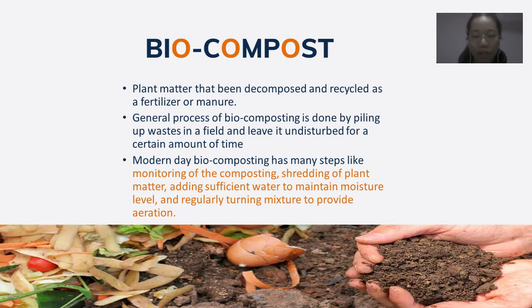First of all, we know that biocompost is when plant matter has been decomposed and recycled as a fertilizer. The general process of biocomposting is done by piling up waste in a field and leaving it undisturbed for a certain amount of time, sometimes years or more. In modern day biocomposting, it includes many steps, such as monitoring of the composting, shredding of plant matter, adding sufficient water to maintain moisture level, and also regularly turning the mixture to provide aeration.